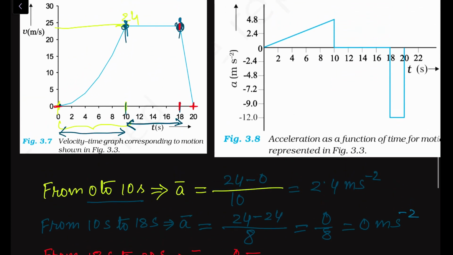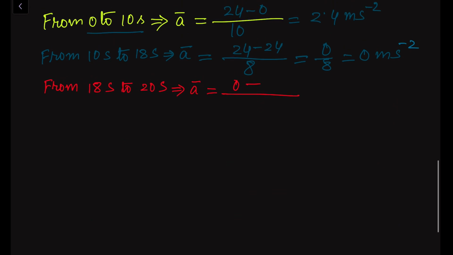And what was the initial velocity? Initial velocity was here 24, so at 18 second the velocity is 24. What is the time interval? The final time is 20 second, the initial time is 18 second. So what will be the acceleration here? Minus 24 divided by 2. So what will we have here? It is minus 12 meter per second square.